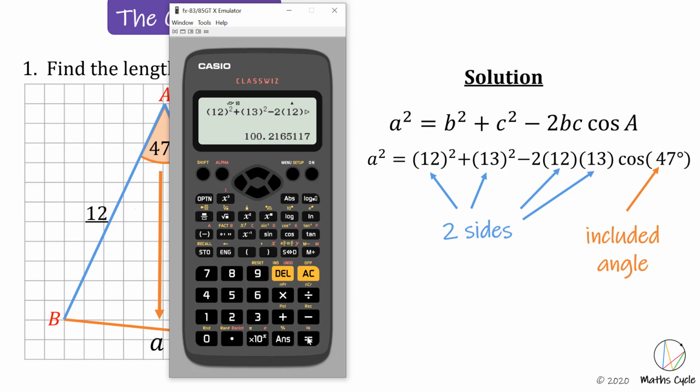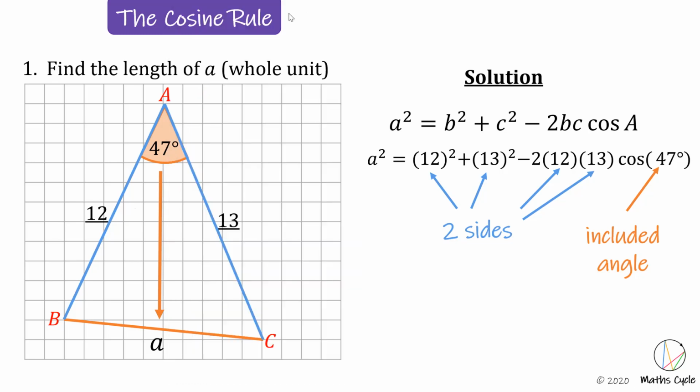100.2165. Now remember here, what that represents is A squared, but what we are looking for is A, so we're not finished our sum yet. So remember now that that answer is stored in our answer button because we're going to need it in a couple of seconds. So what we have here now is that A squared equals 100.2165, okay?